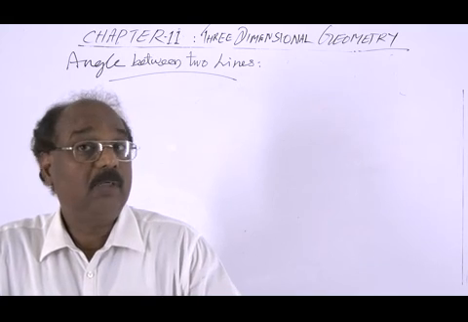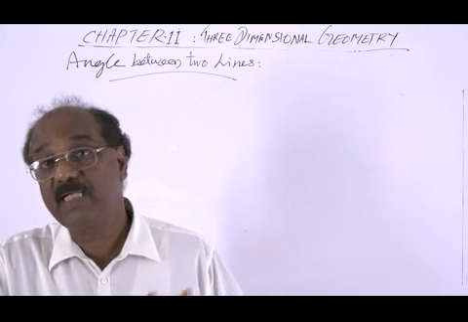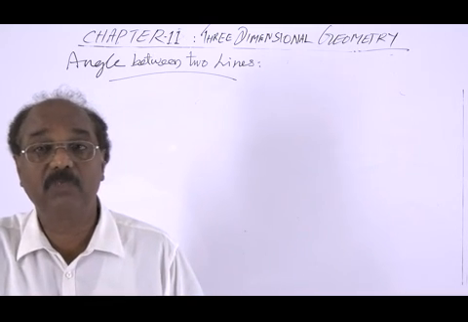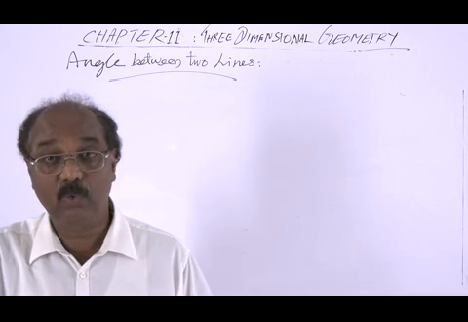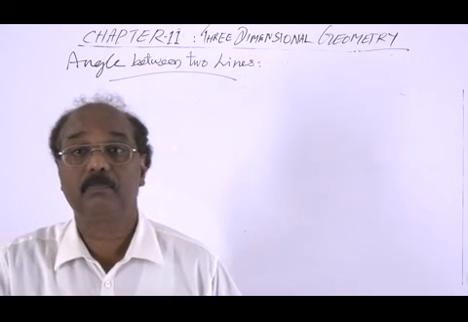Now, given two lines, how can two lines be given? There are various ways two lines can be given. One, giving equations of the two lines, or giving the direction cosines of the two lines, or giving direction ratios of the two lines, and so on.